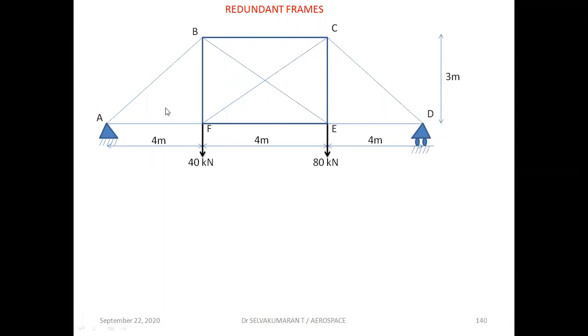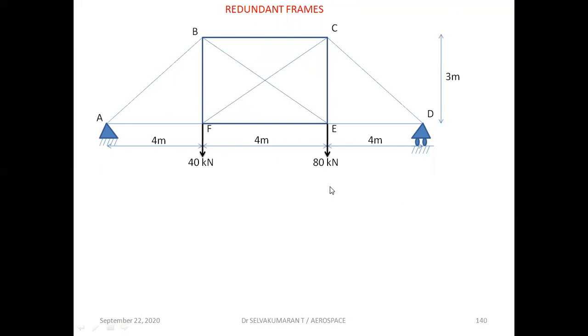So m is nothing but the number of members: 1, 2, 3, 4, 5, 6, 7, 8, 9, 10 members, and joints 1, 2, 3, 4, 5, 6. So 2j minus 3 is 12 minus 3, which is 9. Members 10, so 10 is greater than 9. Your difference is 10 minus 9 is 1. So it's a single redundant structure, I can call it a statically indeterminate structure.